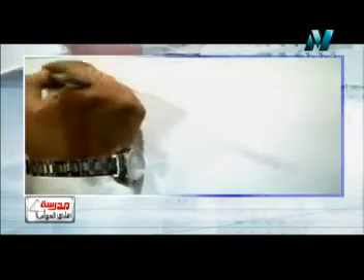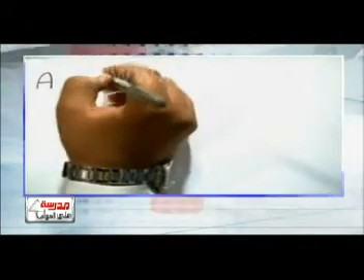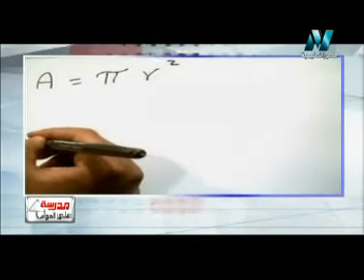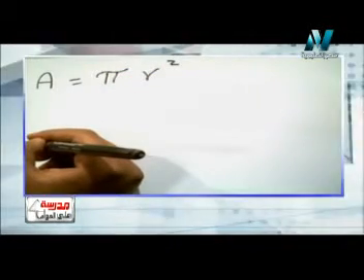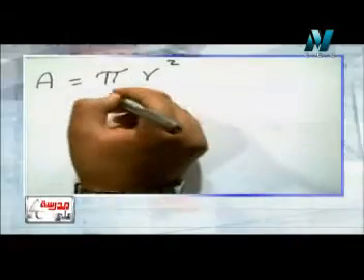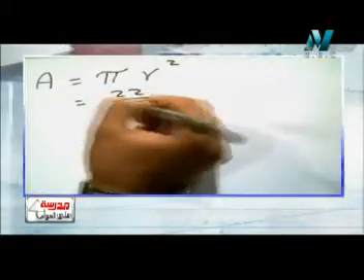We must write the rule to get marks. The first step in this question, we must write the rule of the circle. Area of circle equals pi r power 2. Then we have pi equal 22 over 7.